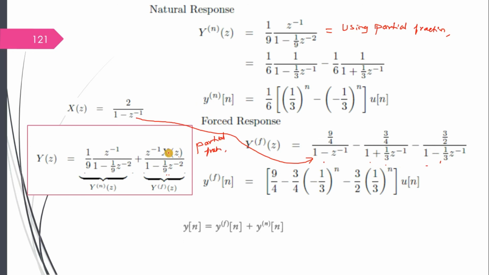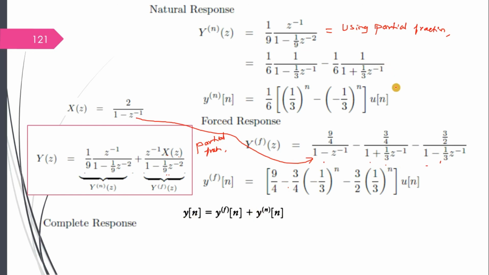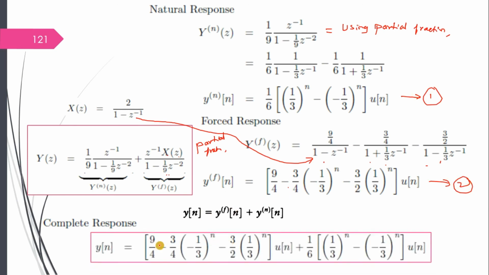Now for the complete response, you have to add this as well as this one. This I call equation 1, this I call equation 2. So when I add it, I get this as the forced response and this as the natural response. That totally will result in the complete response. Okay, the problem looks big, but it is simple.